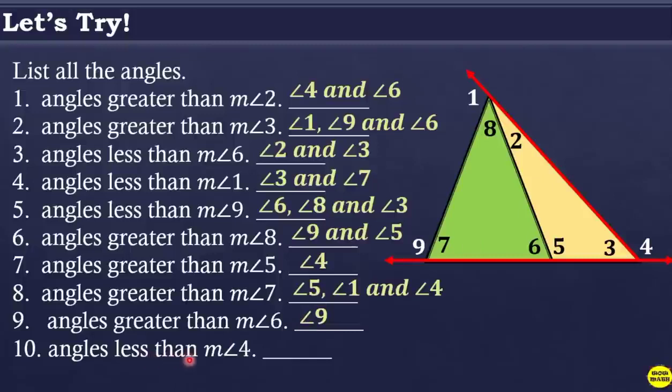And for angles less than the measure of angle 4, if this is your angle 4, less than. So, ibig sabihin ng tinutukoy nito, remote interior niya. So, ang remote interior niya dito sa yellow triangle natin is we have angle 2 and angle 5. Para naman sa bigger triangle, we have only angle 7. So, angle 2, angle 5, and angle 7.